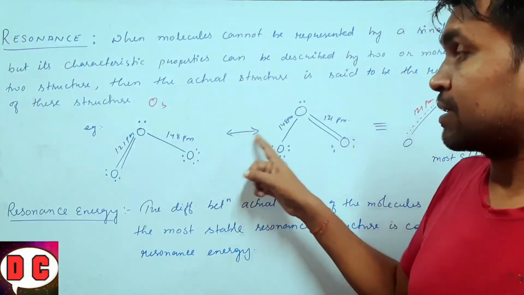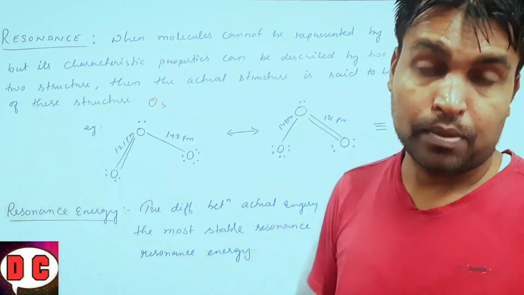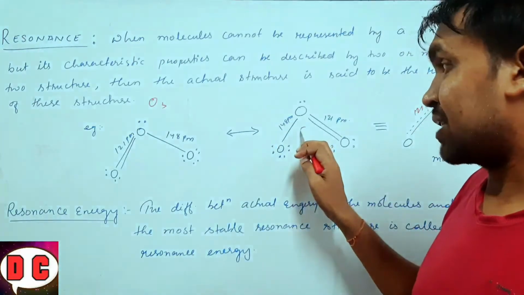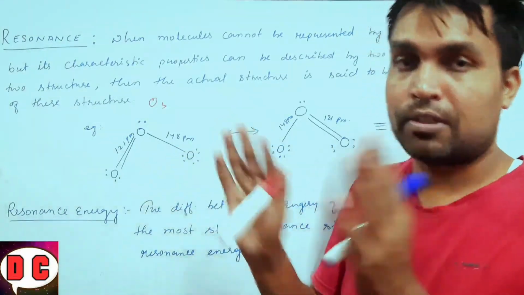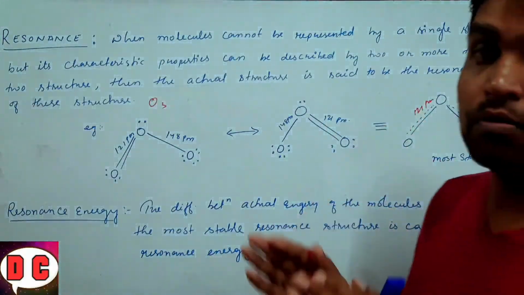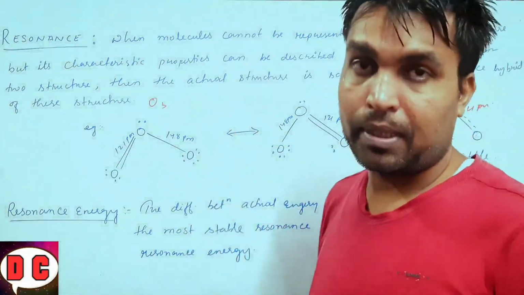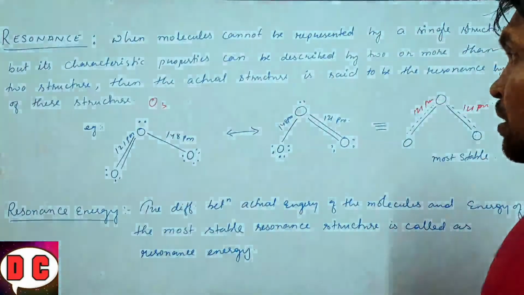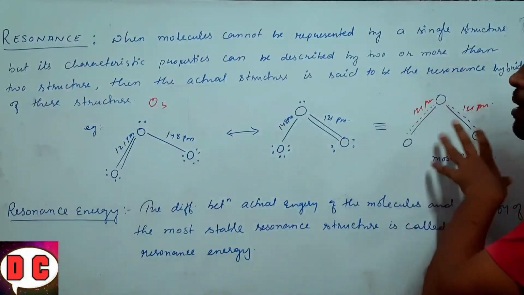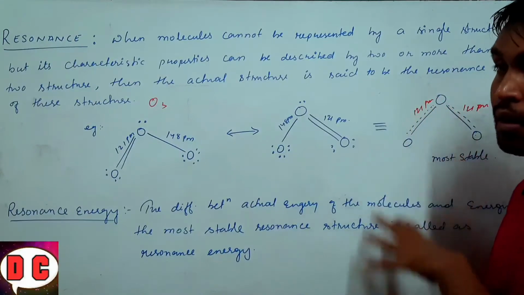And what does this arrow mean? Why are we drawing this arrow? This arrow indicates that this structure as well as this structure, both structures, are contributing to the resonance hybrid. That's why we draw this double-headed arrow. And this one is the most stable structure here. Okay? Got it?